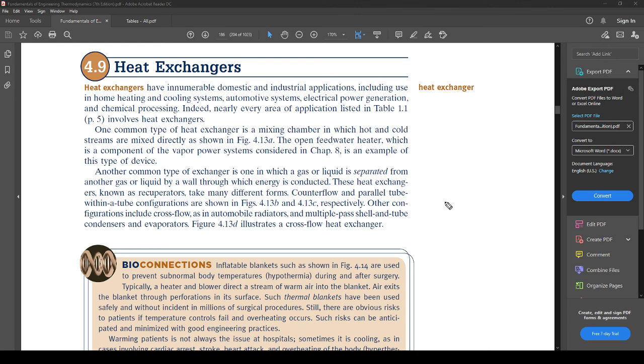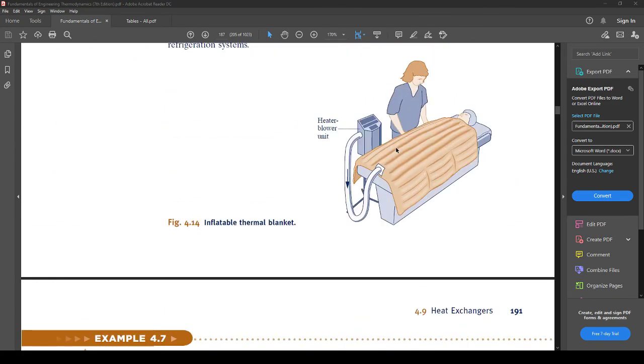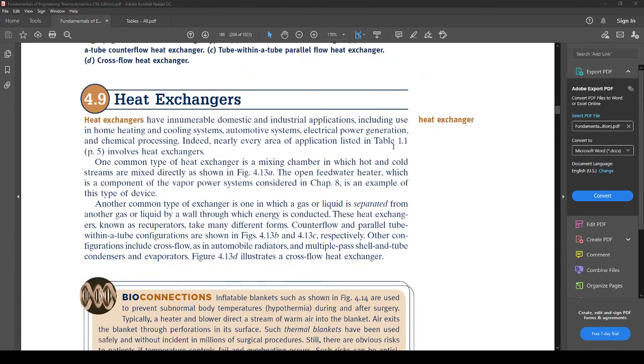It says one common type of heat exchanger is a mixing chamber in which hot and cold streams are mixed directly, in the figure. So we've already seen this one to some degree. I think they show it though. No, they don't. It was in 4.13, maybe later. But we've already done a question like that, right? You remember the two streams mixing in that one chamber and one exit leaving? That was a mixing chamber, essentially. And it says the open feed water heater, which is a component of the vapor power systems introduced in Chapter 8, is an example. We did this question, an open feed water heater.